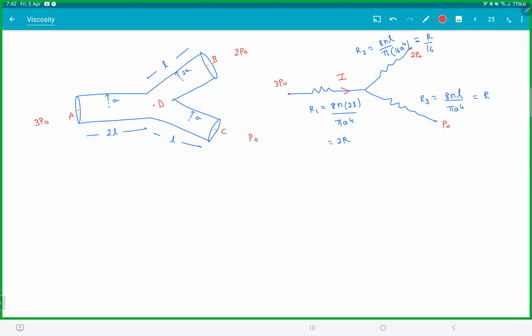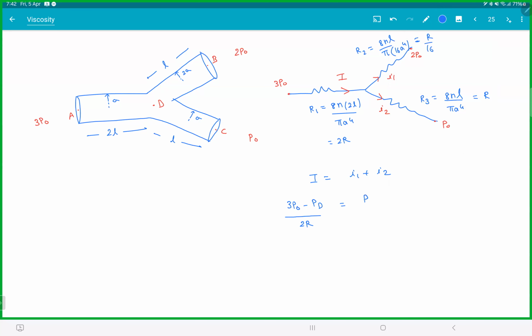So I will write I is equal to I1 plus I2. So whatever flow is coming from 3p naught, it goes to B and C. So I is equal to I1 plus I2. So what is I? Pressure difference, 3p naught minus PD by 2R. So no need to write that entire term. Anyway, it is a ratio, it will get cancelled.